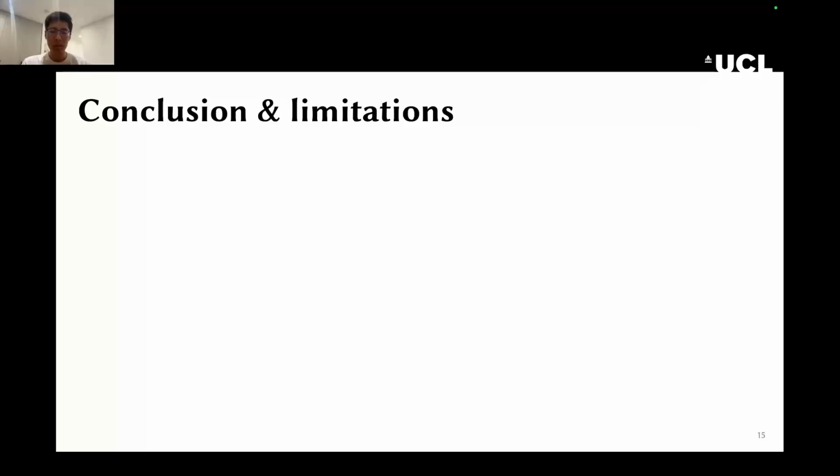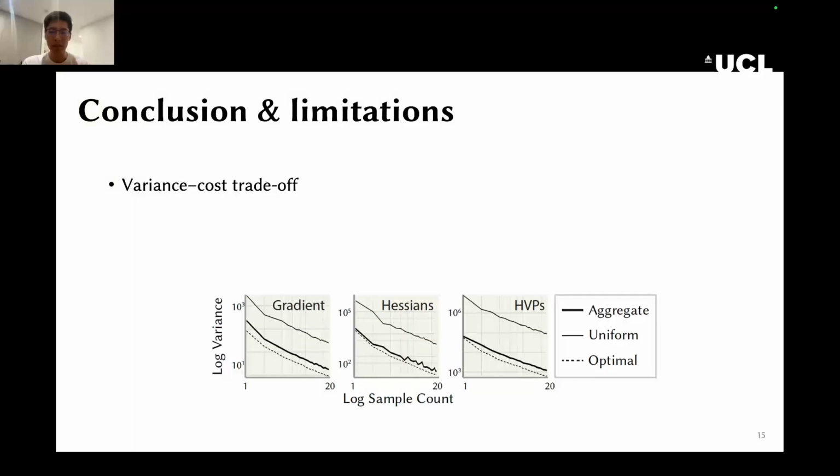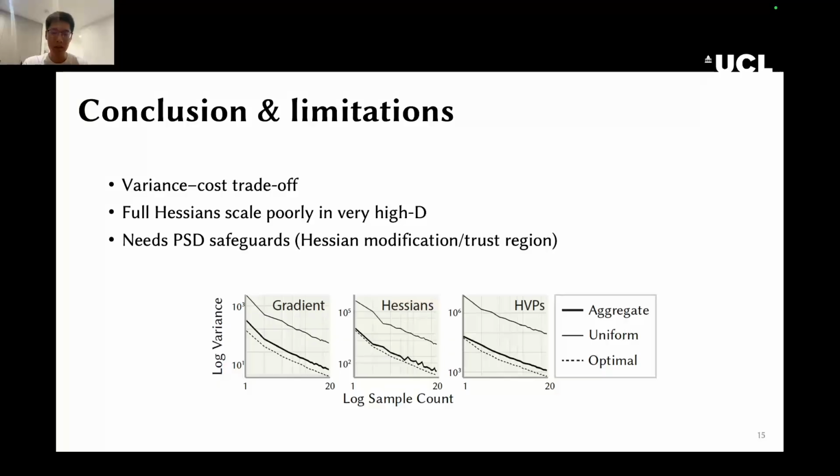There are still some limitations to our work. The aggregate sampling method adds variance in addition to the variance added from working with Hessians and HVPs. Full Hessians don't scale, so HVP plus conjugate gradient is preferred for larger parameter spaces. In addition, our work requires safeguards to avoid Hessian divergence using methods such as trust region methods, which limits the effective step size.